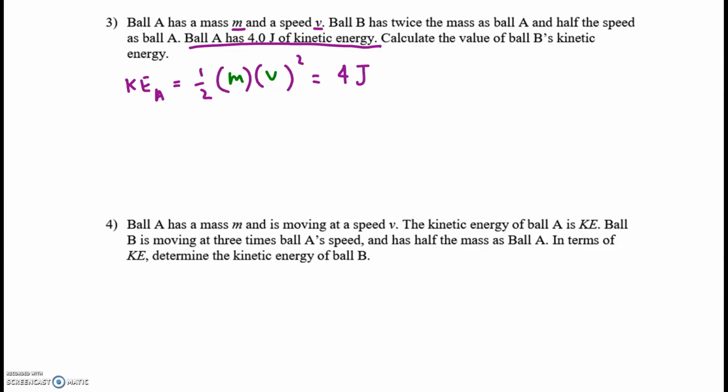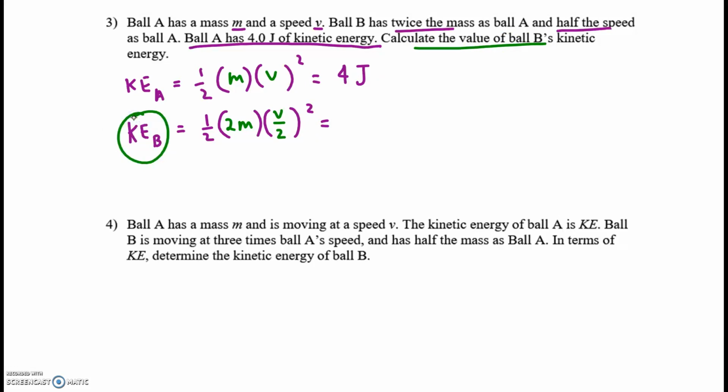What else do they tell us? Ball B has twice the mass as A and half the speed as A. Okay. So B doesn't have the same mass m, it has 2 times that original mass m. And it doesn't have the same speed v, it has, what was it, half the speed, v over 2. Okay, and we have to calculate the value of B's kinetic energy.